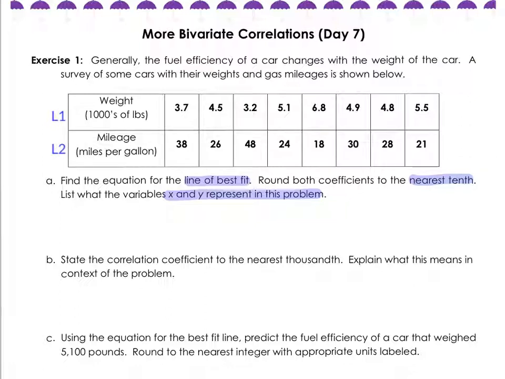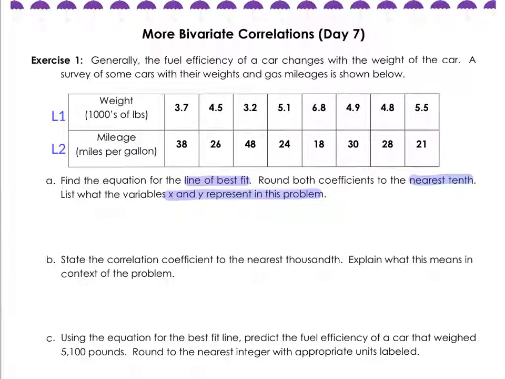We do that by going to Stat, Edit, Up, Clear, Down to clear out anything that is in your list, and then enter in your data. Then you're going to go back to Stat, Calc, and we have done this before. You're going to go down to choice number 4, which is a linear regression in the form ax plus b. Then you're going to make sure that you tell the calculator that your x values are in L1 and your y values are in L2, and then you can calculate the linear regression.